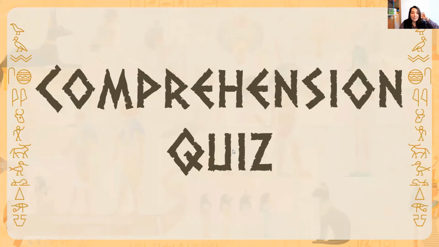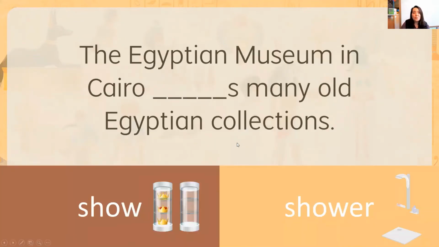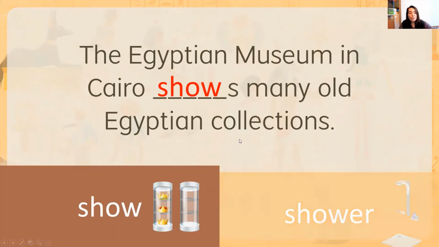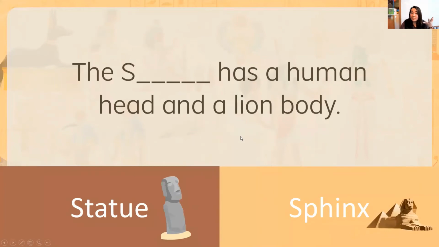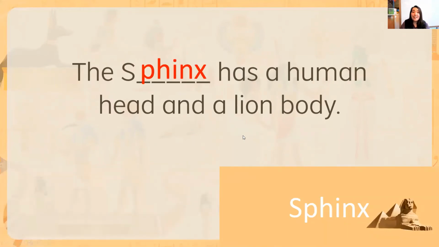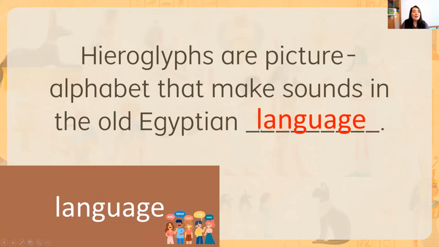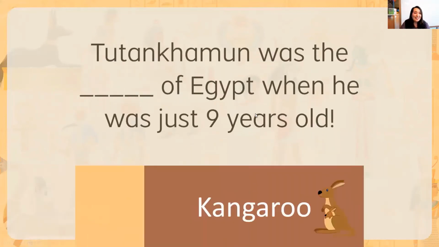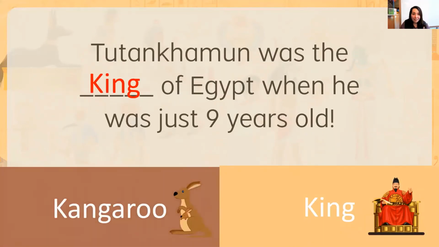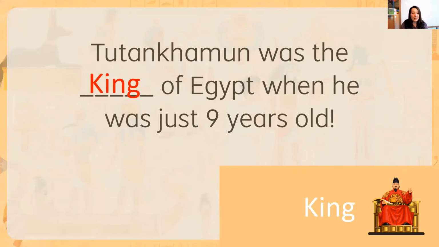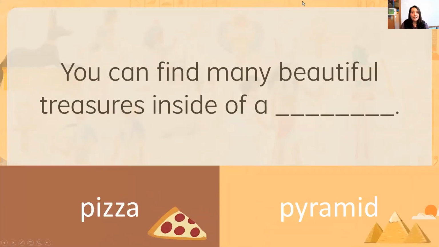Good job. All right, and let's do a little quiz. The Egyptian Museum is in Cairo, shows many old Egyptian collections. The Sphinx has a human head and a lion body. Hieroglyphs are picture alphabet that make sound in the old Egyptian language. Tutankhamun was the king of Egypt when he was just 9 years old. And you can find many beautiful treasures inside of that's right, a pyramid.